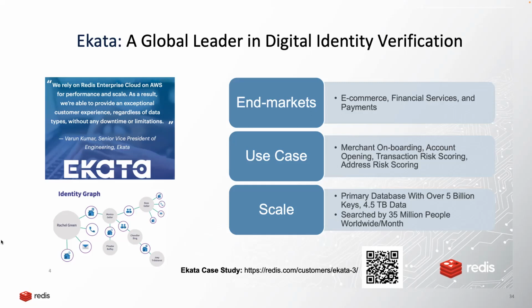Ekata has built a massive database of 5 billion keys with Redis Enterprise. Their previous in-memory solution was too expensive to operate at their scale. Ekata settled on Redis on Flash for their deployment on AWS. You can read the Ekata story by scanning that QR code as well. It's on the redis.com website.